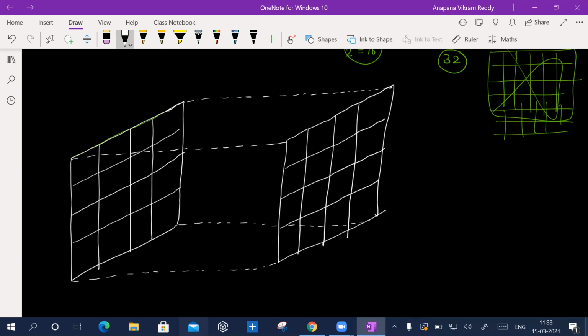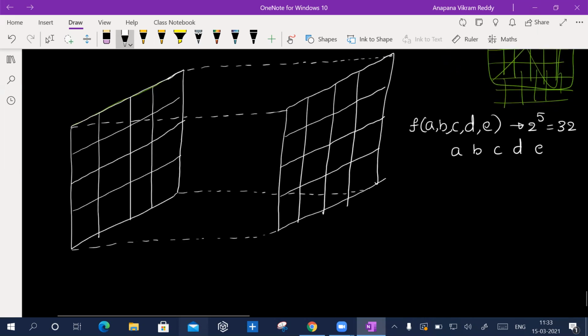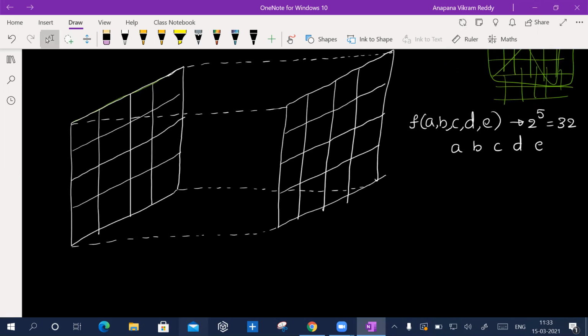You know what's the logic behind this? For example, I have f of A, B, C, D, E. I have 5 variables, so I required 32 cells. So we took 16 cell K-maps like that, and we organized this way. Why are we doing this way? There is one logic behind this.